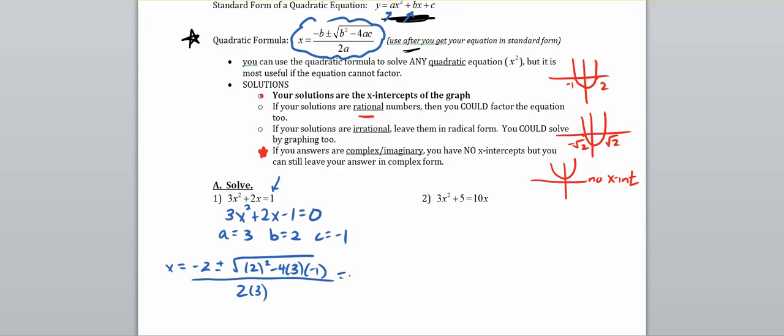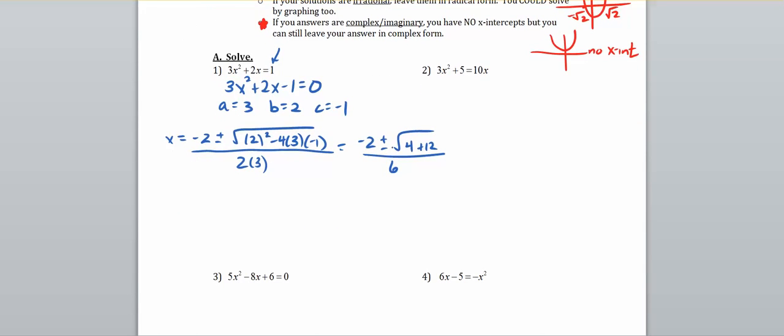So what I'm going to do is just simplify throughout and get the most simplified answer possible. So I'm going to have x equals -2 plus or minus the square root of 4, and then -4 times 3 is -12 times a -1 is a positive 12, all over 2 times 3, which gives me 6. All right, so let me scroll down and get some more room. I'm going to continue to simplify this: x is equal to -2 plus or minus the square root of 16 all over 6. And I know that the square root of 16 is really 4.